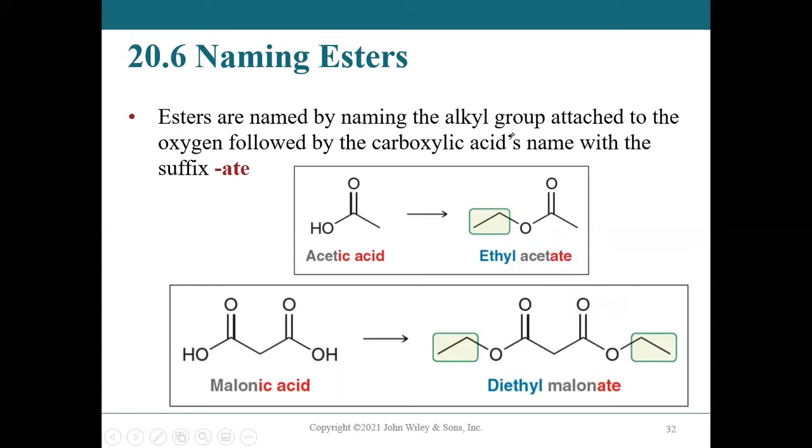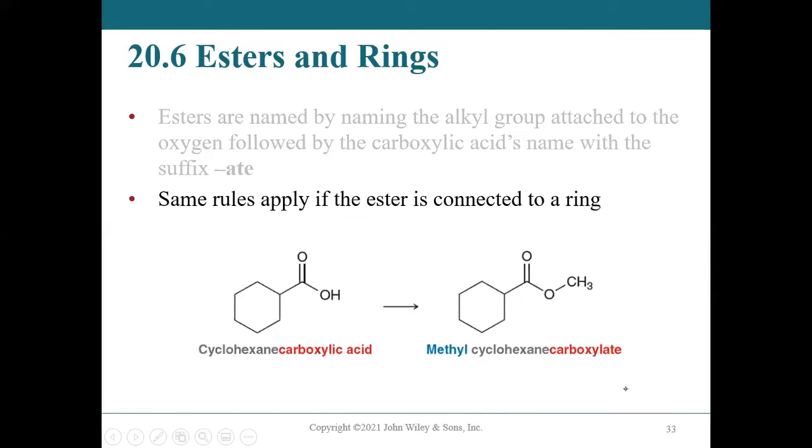Esters are named by naming the alkyl group attached to the oxygen followed by the carboxylic acid name with the suffix -ate. Acetic acid, if we replace this H by an alkyl, becomes an ester, acetate. Malonic acid can have both H replaced by alkyl, and if both are the same, it becomes diester, malonate. The same rule applies if the ester is connected to a ring. So here is the cyclohexane carboxylic acid, and here we'll call it methyl cyclohexane carboxylate.